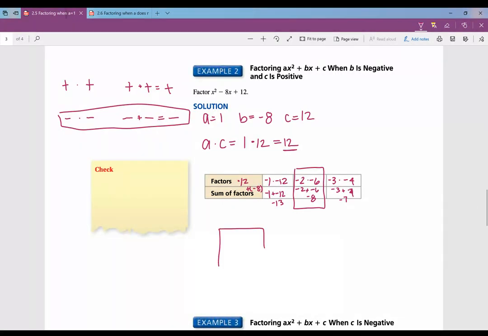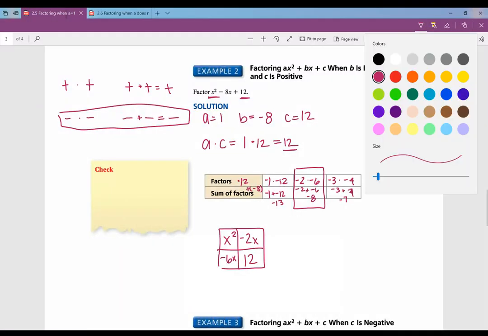So that means when we build our box, we have our first term, x squared in the first box, last term, 12 in the last box, and then our negative 2 and negative 6 are going to be negative 2x and negative 6x. And it doesn't matter which box you put them in, you'll get the same answer either way.